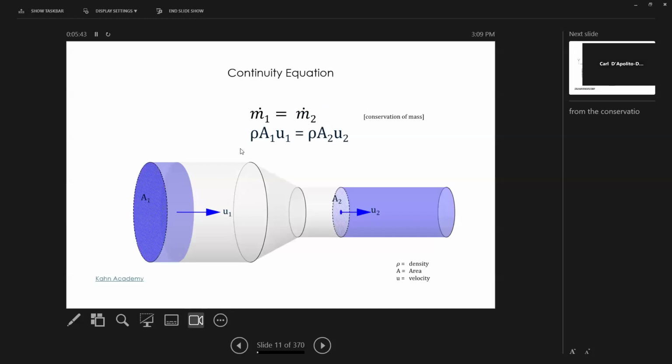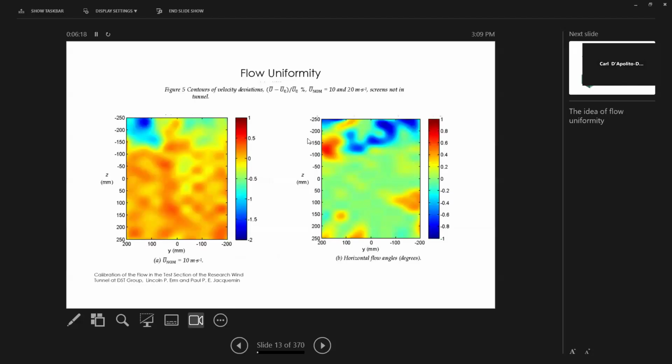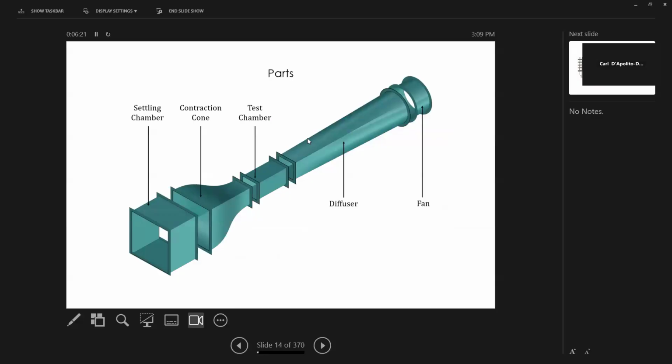And then I talked about the continuity equation, which is the idea that in a pipe, the mass flow rate, the amount of air, is the same. And so in order to figure out how much air speeds up, you just use the ratio of the areas, because the same amount of air has to be going through this as that. And I talked about the boundary layer, which is how at the edge of things, because of frictional forces, stuff gets all screwed up. Air gets caught by the friction. And I talked about flow uniformity, which is what we're trying to achieve. Okay, and then I talked about the wind tunnel.